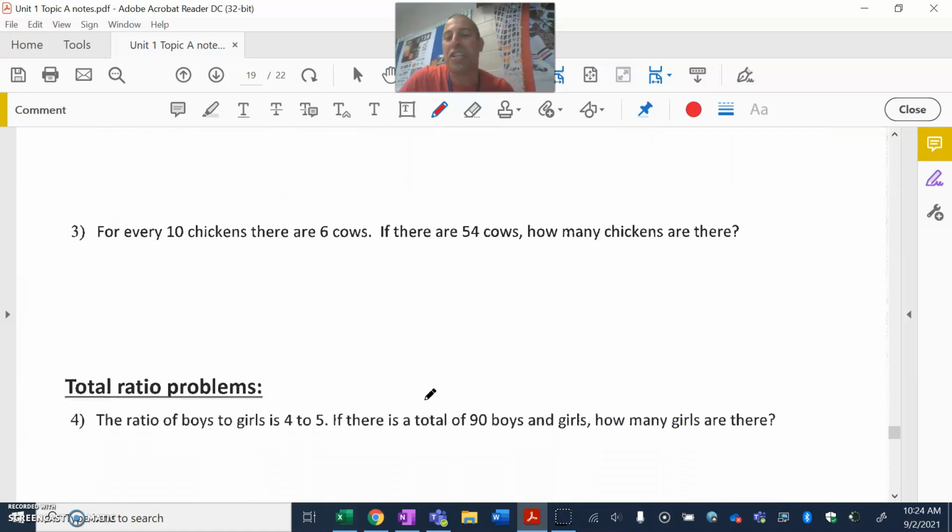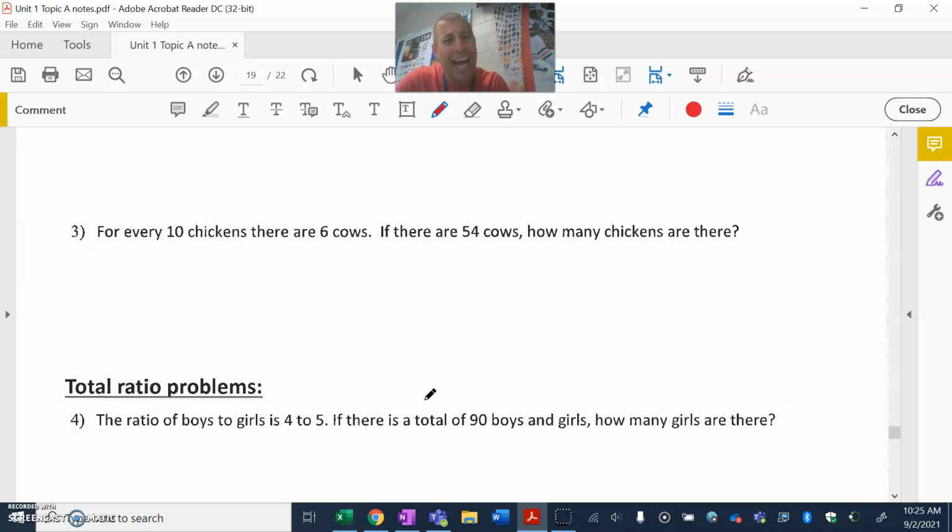Let's go to question number 3, all right? For every 10 chickens, there are 6 cows. No, not ducks, all right? Cows. So, get your fraction down. Get it down there, people. Put your 10 down. Put your 6 down.